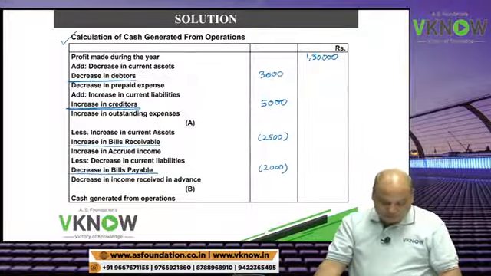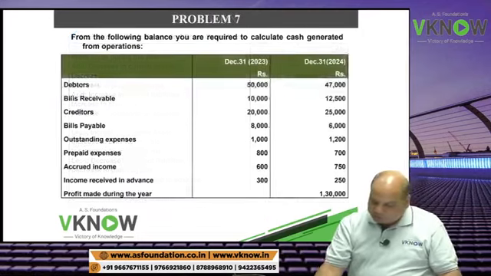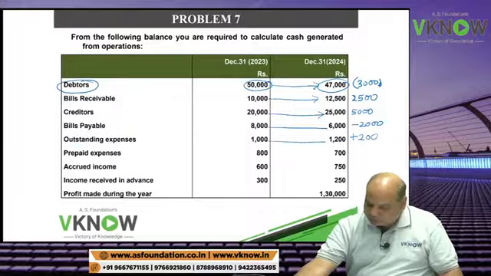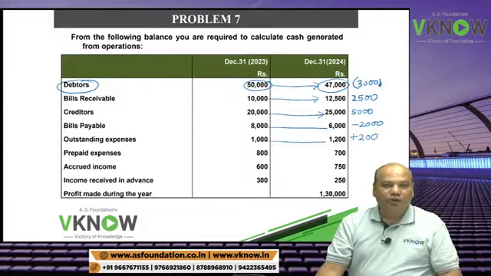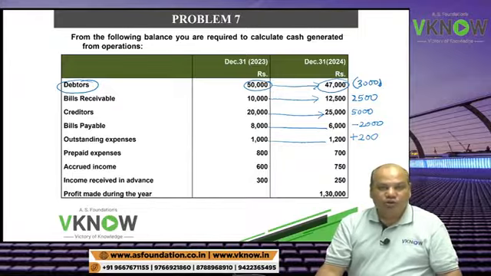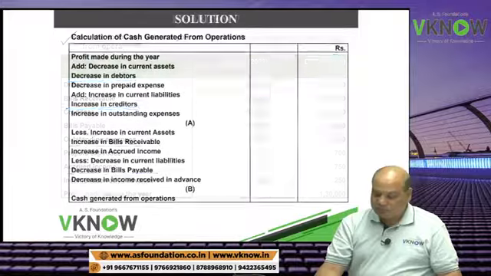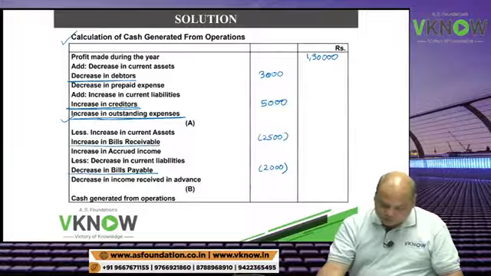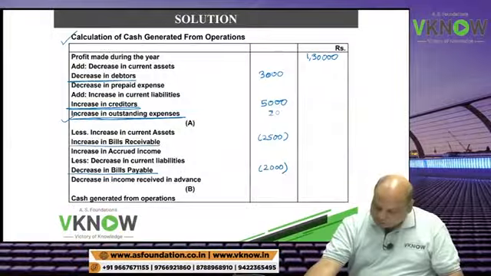And next item is outstanding expense. Let me check. Outstanding expense is an increase. Outstanding expense is a current liability item. So increase in current liability is an increase in cash flow. So we are here, increase in outstanding expense by 200 rupees, positive.